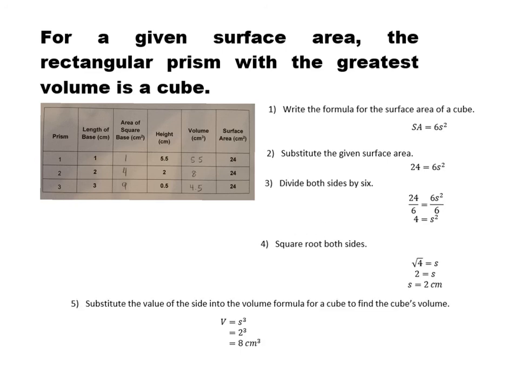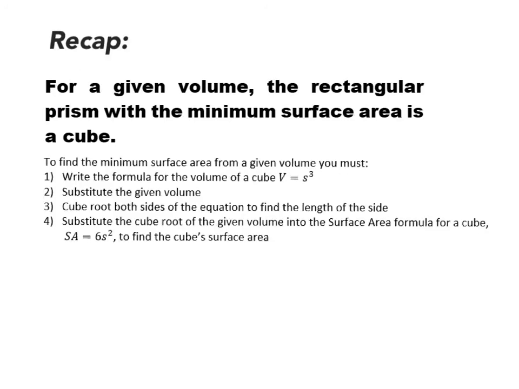Now to find the volume of the cube, I'm going to have to substitute the value of the side into the volume formula. That would then give me V equals s cubed. I substitute 2 in, because that's the side length, and I get 2 cubed, which gives me a volume of 8 centimeters cubed. A quick recap.